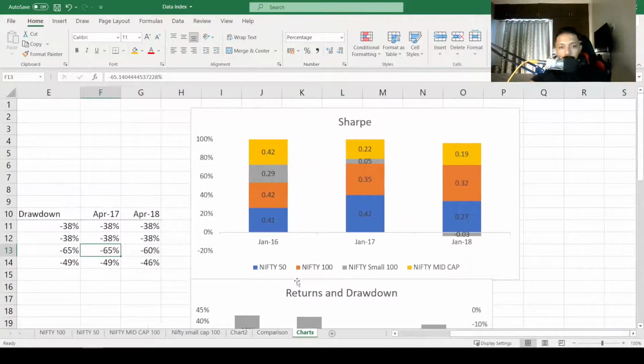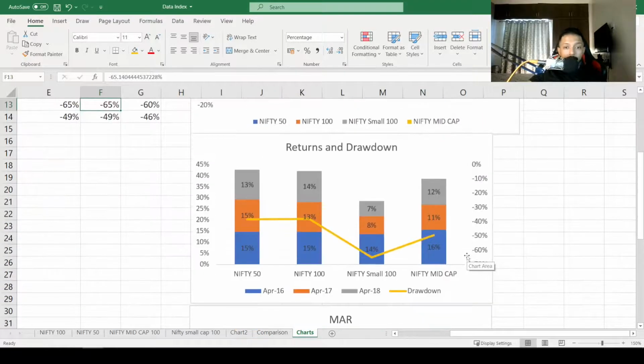So if you see Sharpe, these color codings mean different indexes, right? So if you compare it from Jan 16 onwards, the Nifty mid cap in terms of Sharpe is better, right? But Nifty 100 and Nifty 50 are not bad either. Very similar, right? But small cap doesn't really perform well, right? If you look at from Jan 17, the small cap is still worse, and in Jan 18 onwards, if you see, it's disappeared. So small cap indexes, which signify higher risk, are not generating higher risk adjusted returns, right? Look at the drawdowns, okay?